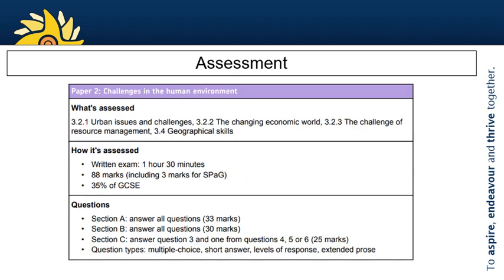The second paper is pretty much the same thing, but this time it focuses on human geography. So it's the urban issues and challenges, changing economic world, and the challenge of resource management, and again incorporating geographical skills in there as well. Once again, 35% of the GCSE, and it's an hour and a half long.